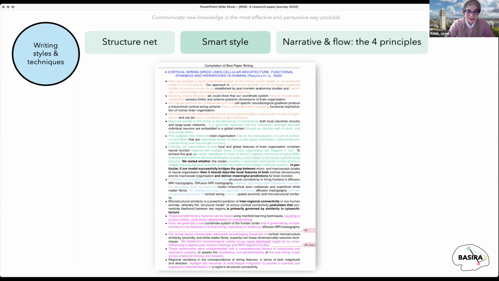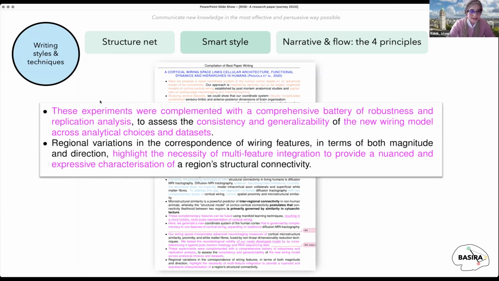So this is an example here, I'm going to highlight this. "These experiments were complemented with a comprehensive battery of robustness and replication analysis." I would say this whole part here is a bit pompous, honestly speaking. It's beautifully written, but you can always use what you feel is right, and tone down the overly beautified writing, I would say. So you need to strike a balance, and it's up to you.